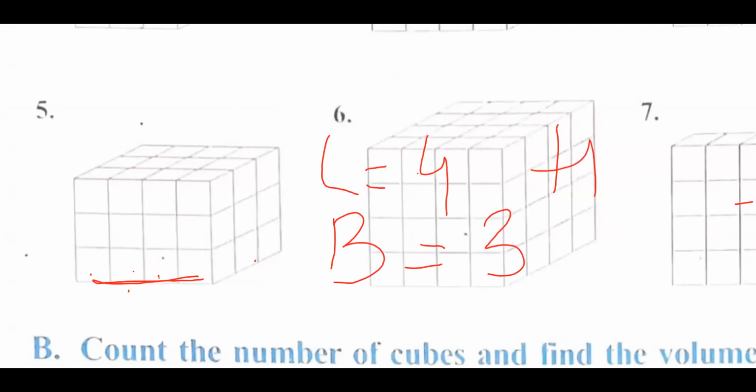And what is the height? Height is the number of layers. 3. Yes, 3. So 4 into 3 into 3 is 36 centimeter cube. Very good, Soham.